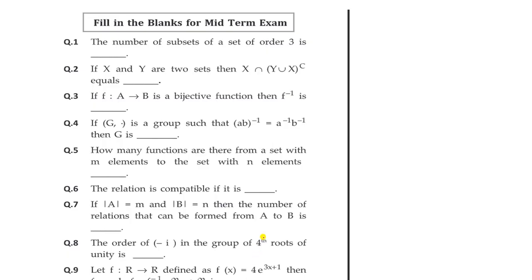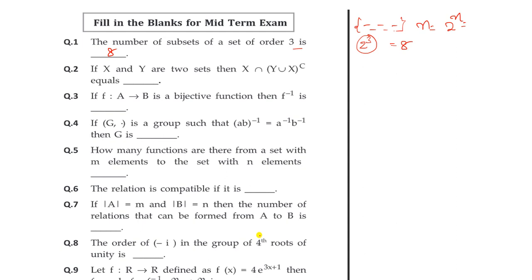See the first question, the fill in the blanks. The number of subsets of a set of order 3 is dash. So you know this, right? It is a formula I have discussed in the second unit. For a set of order 3, how many elements are there? 3 elements are there. If n elements are there, what is the formula? 2 power n. So the answer will be 2 cube, which means 8. So the answer is 8.